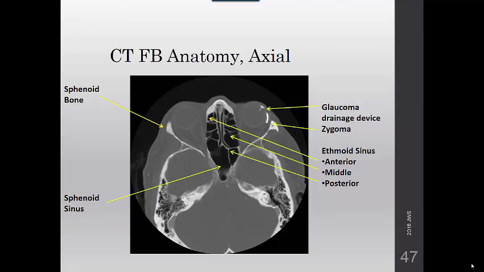There are three portions of the ethmoid complex. There's an anterior, a middle, and a posterior. Just posterior to the ethmoid sinus complex is the sphenoid sinus.